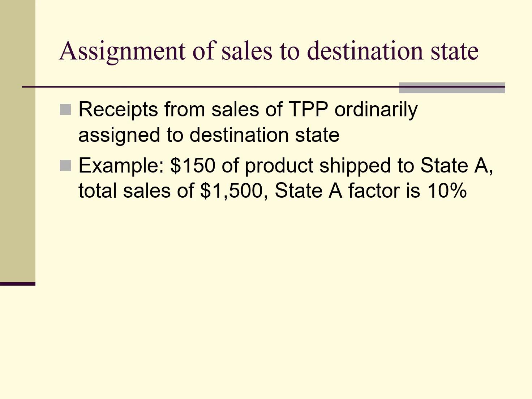For example, assume Webco sells $1,500 worth of tangible personal property during the year, and of this amount, $150 is shipped to and received by customers in State A. Under the general rule, $150 of receipts is assigned to State A, and Webco's receipts factor in State A is 10%.